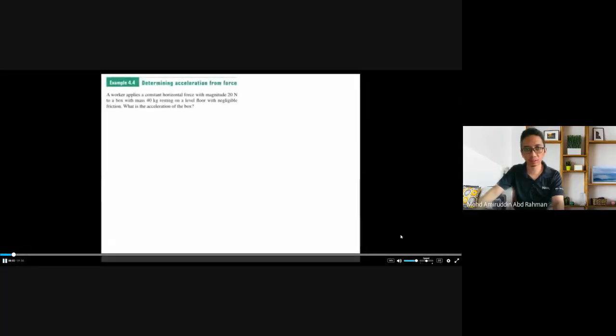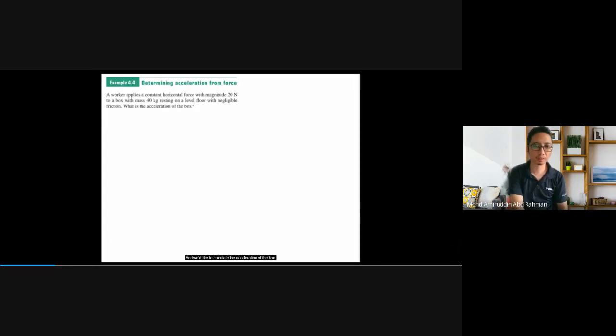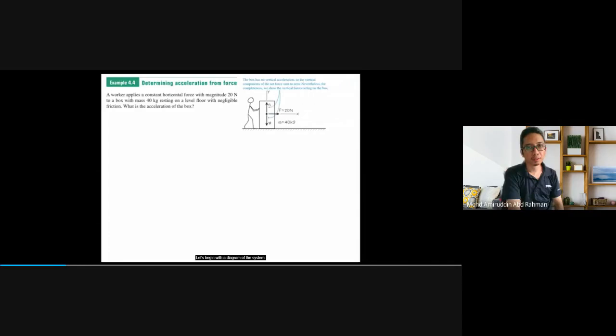Example 4.4. A worker applies a constant horizontal force of magnitude 20 newtons to a box of mass 40 kilograms that's resting on a frictionless surface. We'd like to calculate the acceleration of the box. Let's begin with a diagram of the system. Here's the worker, here's the box. We'll take this as the positive x direction, and this is the positive y direction. You can see there are three forces. There's the applied force of 20 newtons, there's the weight of the box down, and there's the normal force pushing up on the box due to its contact with the surface. In fact, there'll be no motion in the y direction, so these two forces won't play any role.